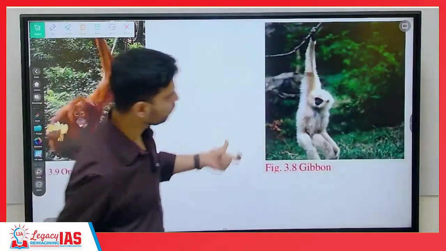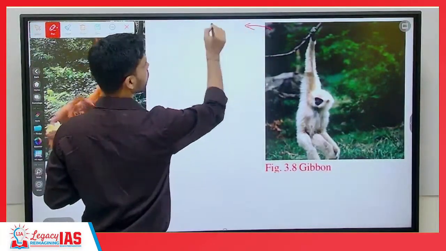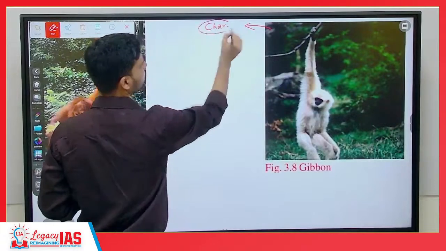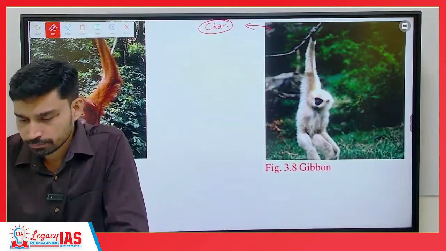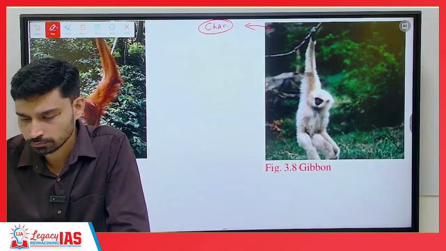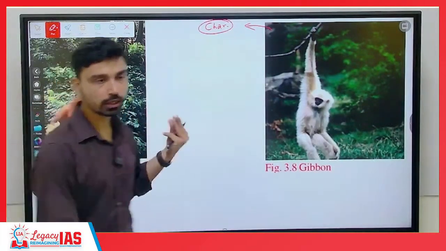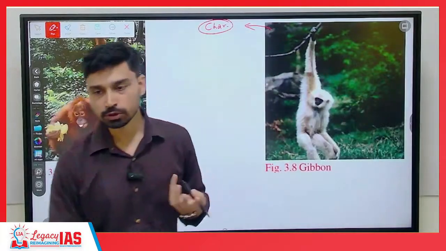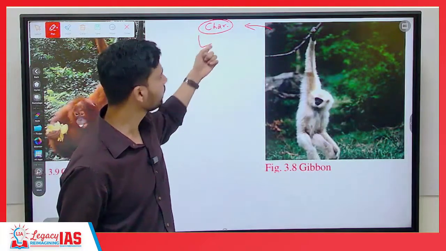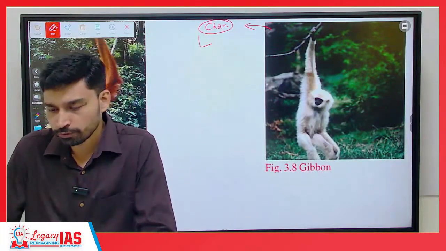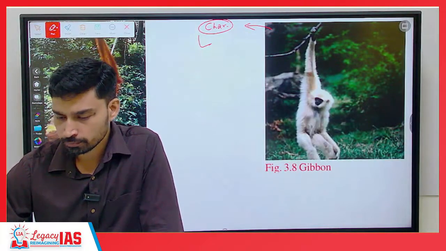First of all, we can write about the gibbon. Some brief details about the gibbons. Okay, so as you can see, if you compare them with the other apes such as orangutan, gorilla, and chimpanzee, gibbons are much smaller in size. So first of all, you talk about where they are found. We can write the area of distribution.